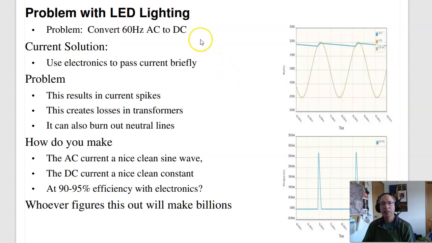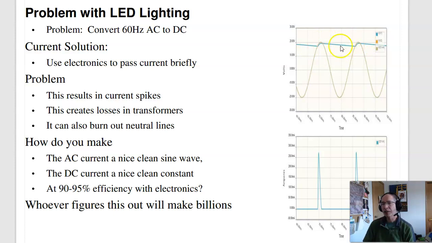The LEDs are DC devices. They want to have a constant current. The power grid is 60 Hz AC. How do you convert AC to DC? Well, we cover that in electronics, but most solutions wind up like this. I have my AC voltage source right here in brown. I convert it to DC through some electronic circuitry. That's the blue line, pretty much a constant.